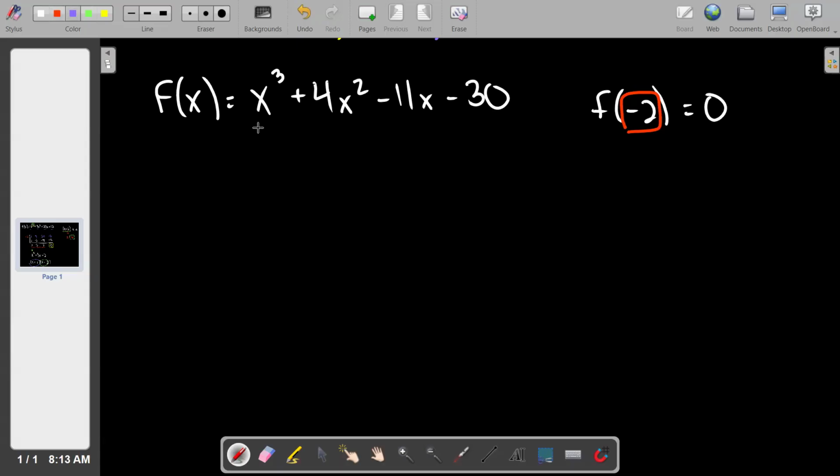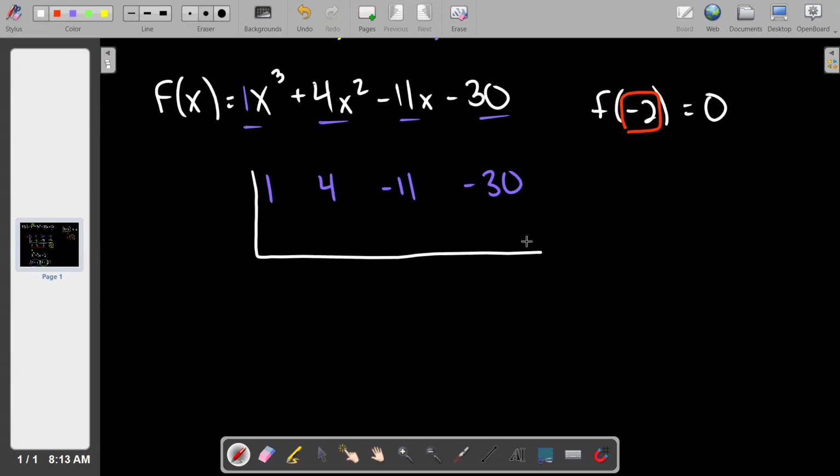So once again, let's drop our purple numbers down. Boom, boom, boom, boom. They are 1, 4, -11, and -30. And then we're going to set up our synthetic. And what number are we going to put on the outside? Straight up -2. Remember, in this case, it's just given to you. And feel free for now to put the 0, knowing that that's what you expect.